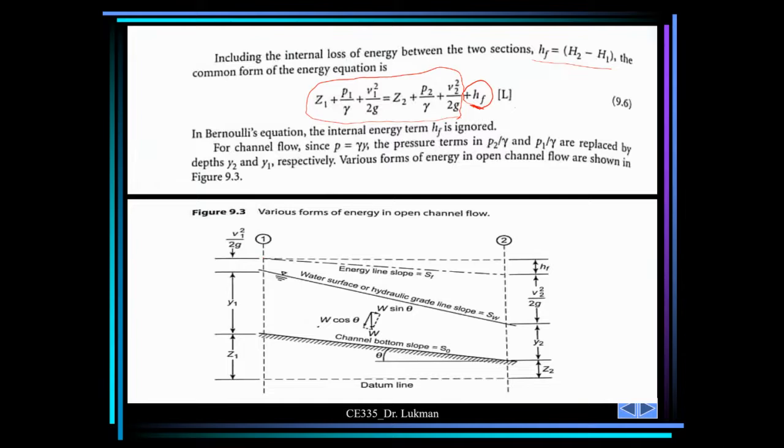Now, this energy, as it is flowing, is reducing. You can see that this is the channel bottom slope, S naught. This is the weight component, the weight acting vertically downward, and then it has components W sin theta and W cos theta. And you have the water surface or hydraulic grade line, SW.